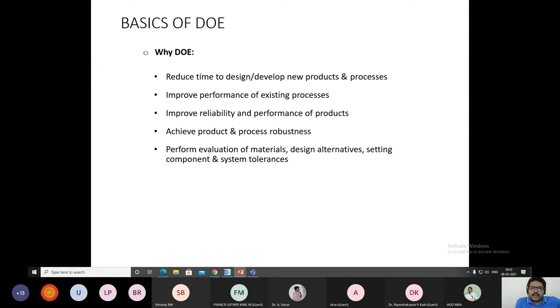For example, if you develop a design of experiment for some product and process and you have written a paper, then you should justify why you have used DOE in that particular research article. And your justification should show in terms of the result, like the improved performance of an existing process, or the development of a new product or new process, or performance evaluation of new materials and improving reliability of a product. So these are the main advantages of why we use DOE in engineering.